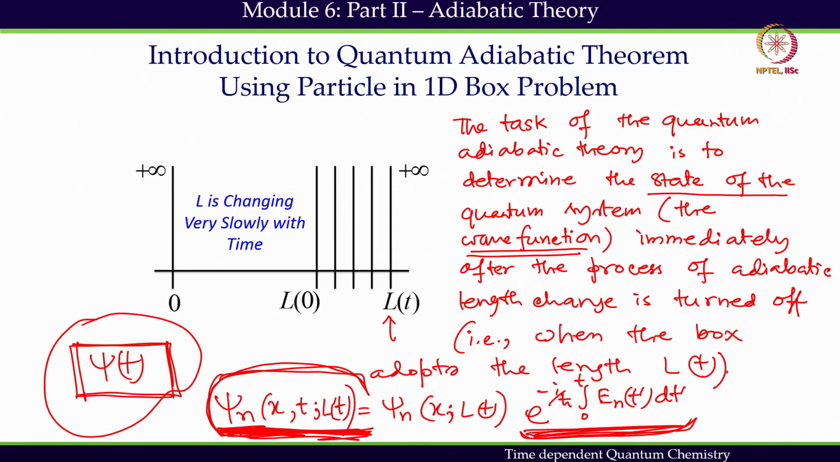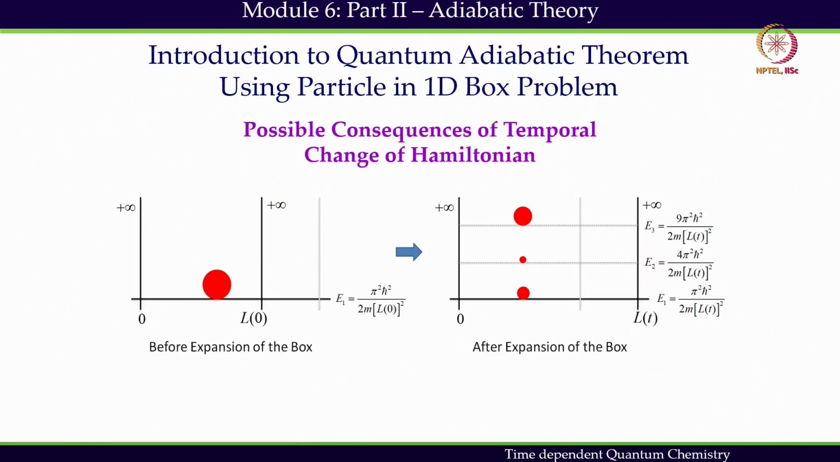accumulating a certain temporal phase already. Each state has accumulated a temporal phase, and we have to find out what would be the final wave function, the total wave function of the system. Now this is what we are going to clarify here.